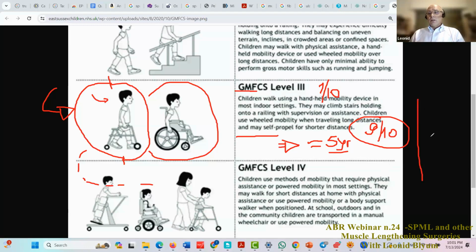And then by the age of 15, the proportion reverses. Now, only 1 in 10 of them are able to do some sort of walking, right? And it's, again, not a high quality one. And 9 out of 10 are the ones who get to the wheelchair.